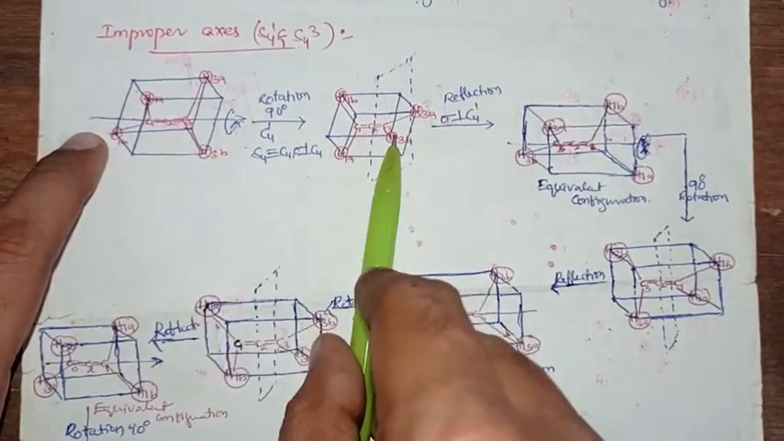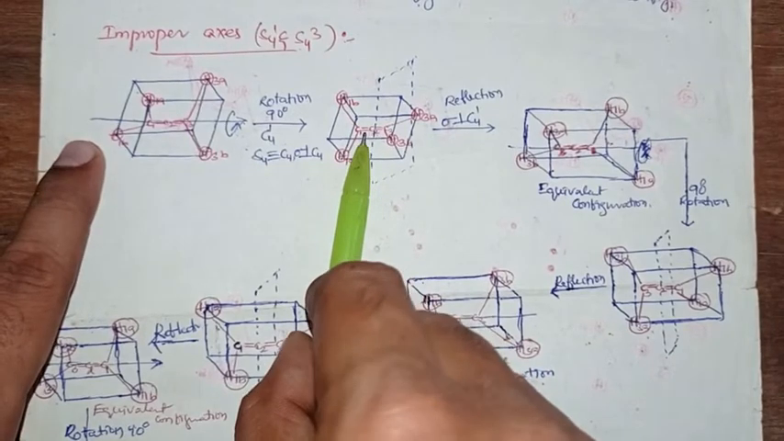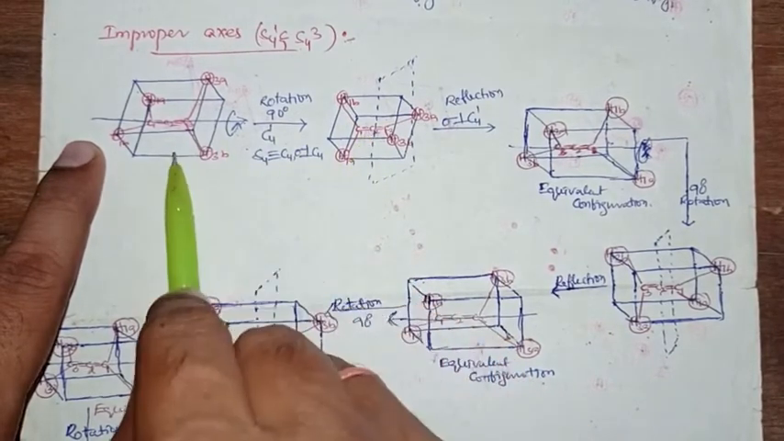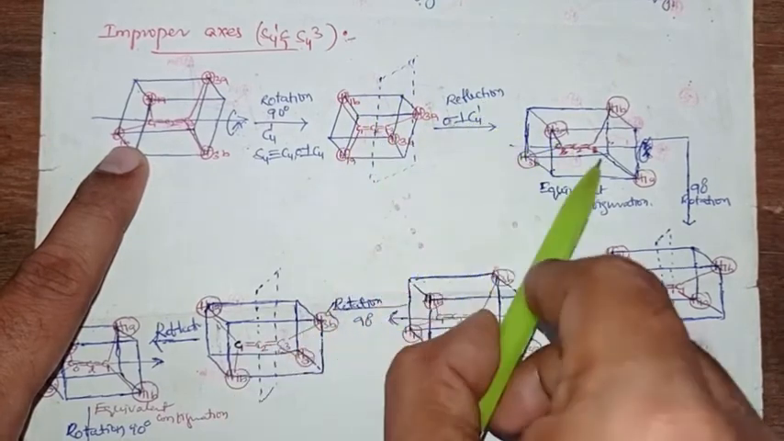So the carbon positions do not change. This is what is taken. We should not compare this with the original, and we don't bother about this particular configuration. After the reflection we have to bother.